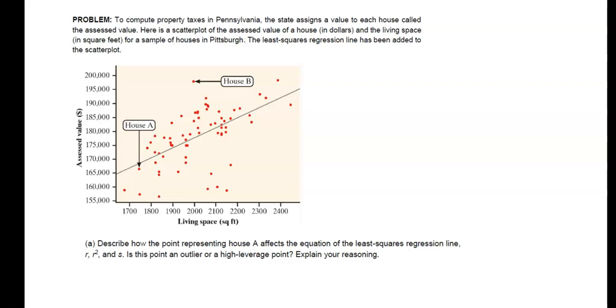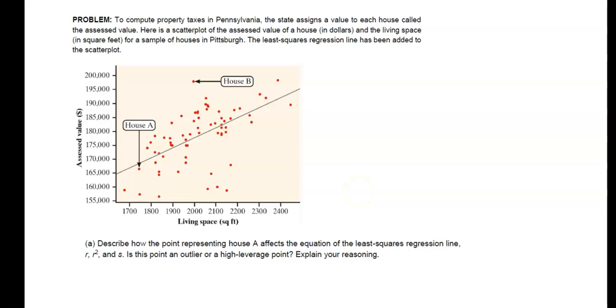So it's not going to have a huge effect on the actual equation. Maybe it would bring the slope a little bit higher, so the y-intercept will get a little lower because it's below the line on that side. R would probably get stronger. R squared would get stronger because it has a very small residual there. Standard deviation of residuals would get smaller because the residual is so small for that point.